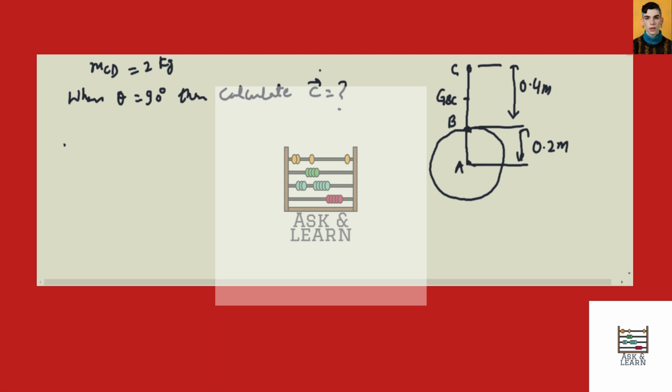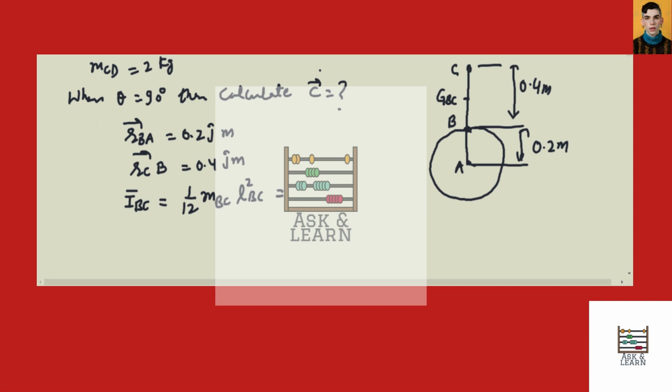First we will draw the geometry which has to be used. Position vector of B with respect to A will be 0.2 j cap meter. Position vector of C with respect to B is 0.4 j cap meter. Moment of inertia of BC about its center of mass is 1 by 12 M_BC L square BC. Substituting the values, mass of BC is given 5 kg, length of BC is 0.4 square. So it can be written as 1 by 15 kg meter square.